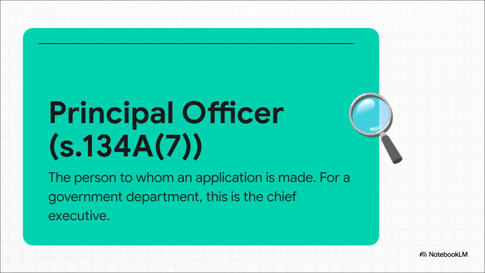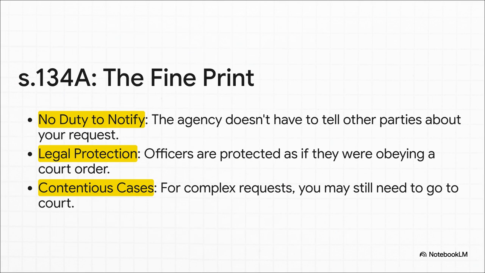And the second key term is principal officer. This is the person you're actually sending your application to. For a government department, it's easy. It's the chief executive. For other public authorities, subsection 7 kind of gives you a checklist to figure out who the right person is. Getting this right is so important to make sure your application actually gets processed and doesn't just sit in someone's inbox. Now let's get into the fine print because there are some really interesting bits in Section 134A.